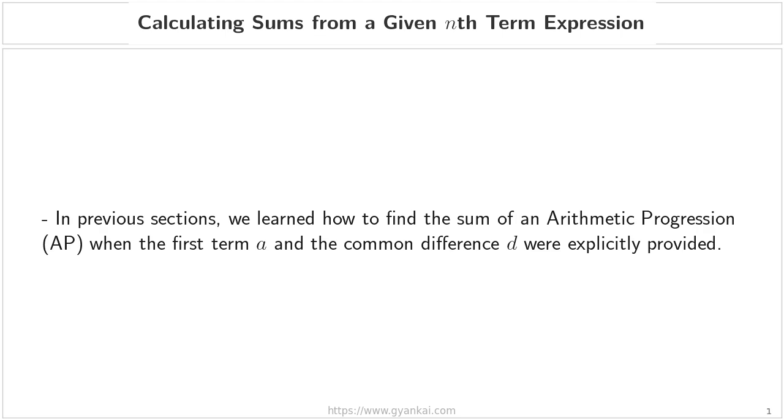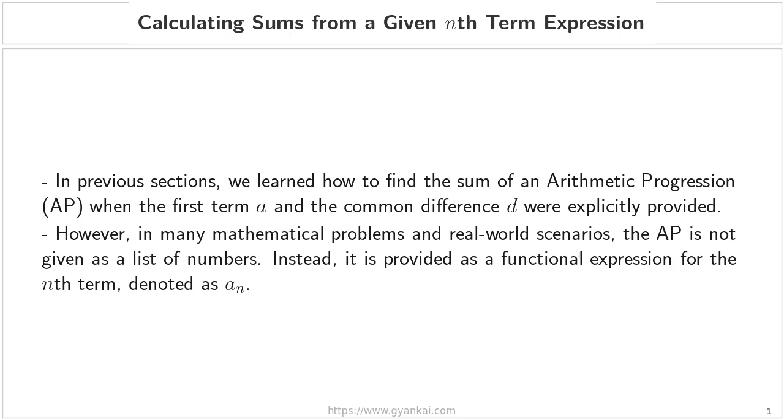To start off, let's take a look at our topic, calculating sums from a given nth term expression. Now, if you look at the first point here, you'll remember that in our previous lessons, we focused on finding the sum of an arithmetic progression, or AP, in a very straightforward way. Back then, we were always given the first term, which we call a, and the common difference, which we call d, explicitly. It was quite simple because all the pieces of the puzzle were already laid out for you.